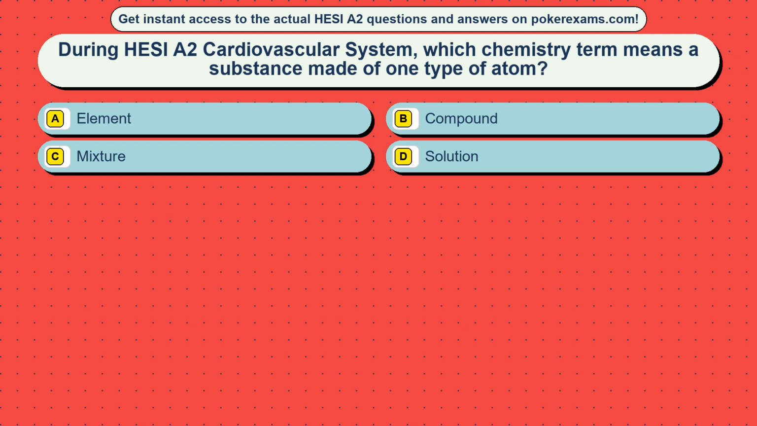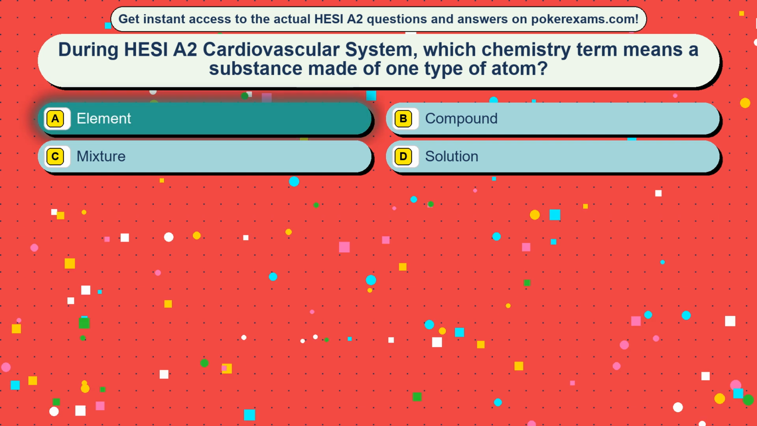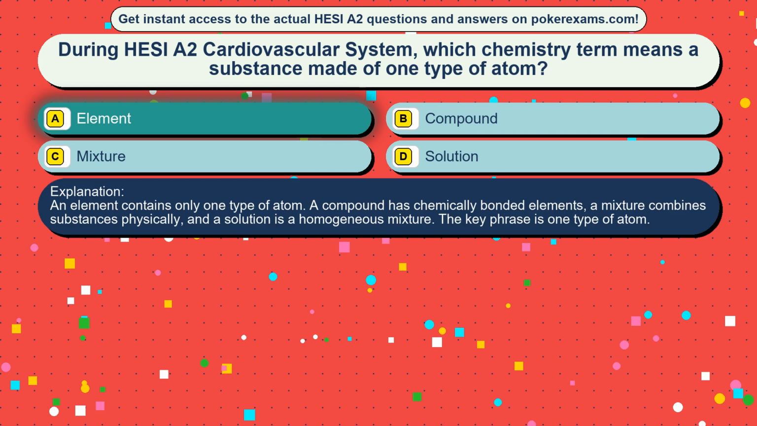Question 1. During HESI A2 Cardiovascular System, which chemistry term means a substance made of one type of atom? Option A, element; option B, compound; option C, mixture; option D, solution. The correct answer is option A, element. An element contains only one type of atom. A compound has chemically bonded elements, a mixture combines substances physically, and a solution is a homogeneous mixture. The key phrase is one type of atom.